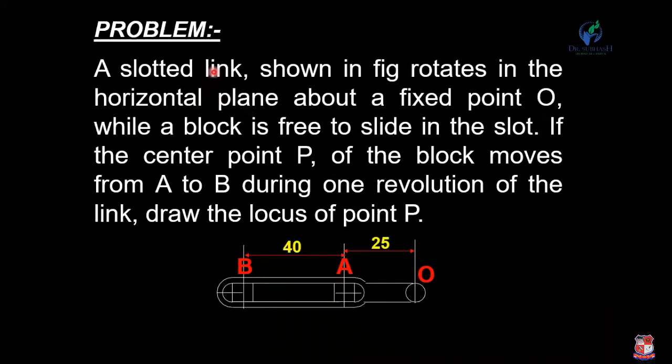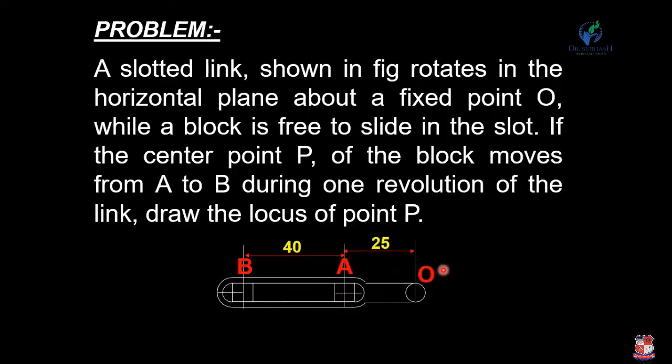Now, one more problem. A slotted link shown in the figure rotates in the horizontal plane about a fixed point O, while a block is free to slide in the slot. If the center point P of the block moves from A to B during one revolution of the link, draw the locus of point P. Here one link is OAB, and it is rotated about this point O. At that time, the slider P is in between A and B, and it is moving. So draw the locus of point P.